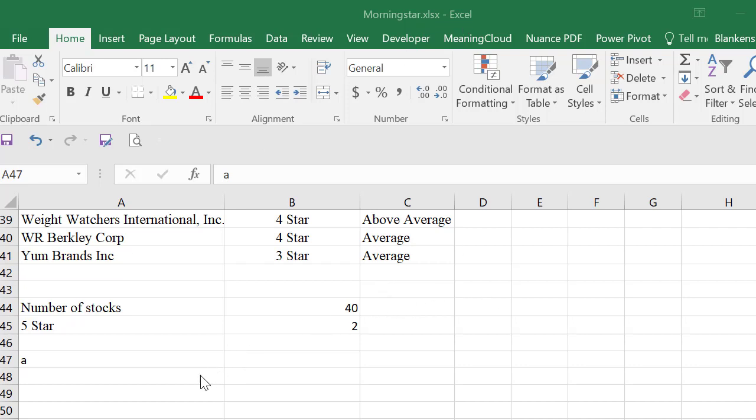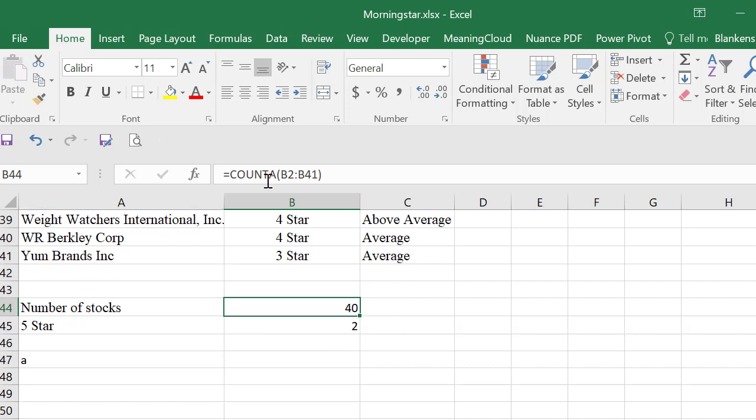So what it says is Morningstar publishes ratings data on 1,208 companies. A sample of 40 of these stocks is contained in a file named Morningstar. Use the set to answer the following questions. So part A says develop a point estimate of the proportion of stocks that receive Morningstar's highest rating. So the highest rating is a 5-star.